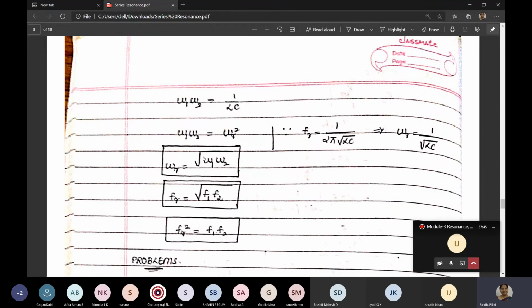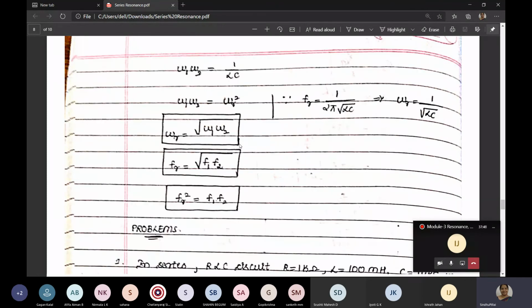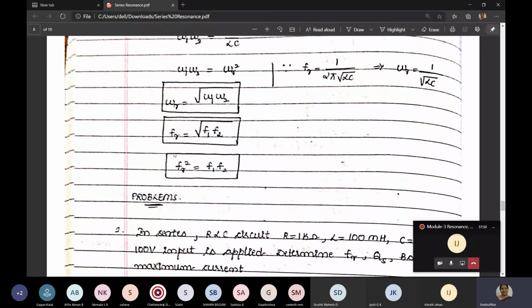Omega R is equal to root of omega 1 omega 2. In terms of frequency, FR is equal to root of F1 into F2, or FR square is equal to F1 F2. So this is the relationship between F1, F2 and FR. This gives the geometric mean. You might have heard of arithmetic mean, geometric mean and harmonic mean. The geometric mean formula is root AB. So FR is equal to root of F1 F2.